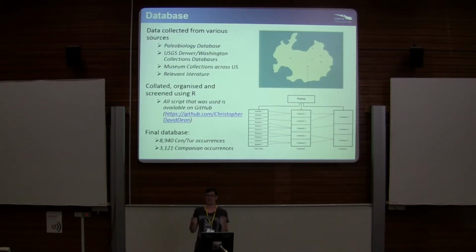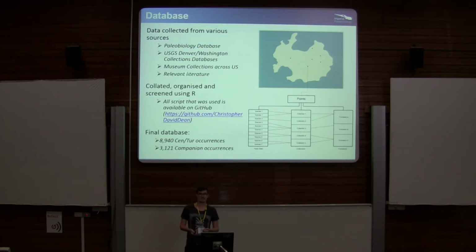So now we've got an understanding of some of the processes involved, we can begin to interrogate the fossil occurrences themselves. To do this, we constructed a big database from various sources, including the Palaeontology database, which people talked about earlier, USGS collections from Denver and Washington, museum collections from across the US, and a thorough search of the relevant literature. All of this was painstakingly collated, organised and screened using R, and if anyone has to do a similar project, I put all the script that I used up on GitHub. If you want to use it, go ahead. It's all free to go.